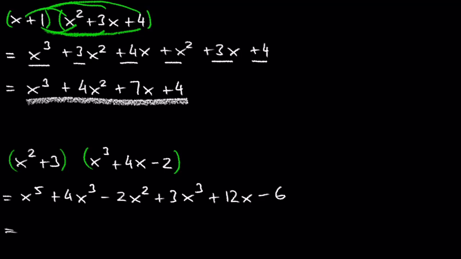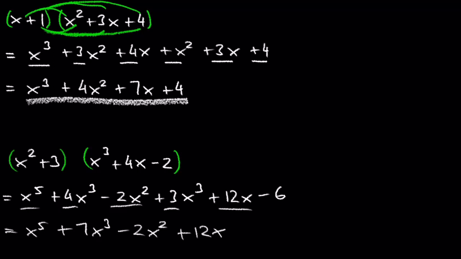So we get x to the 5th plus 7x cubed minus 2x squared plus 12x minus 6.